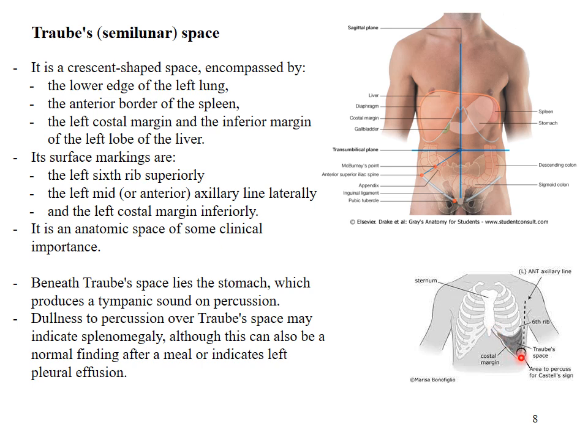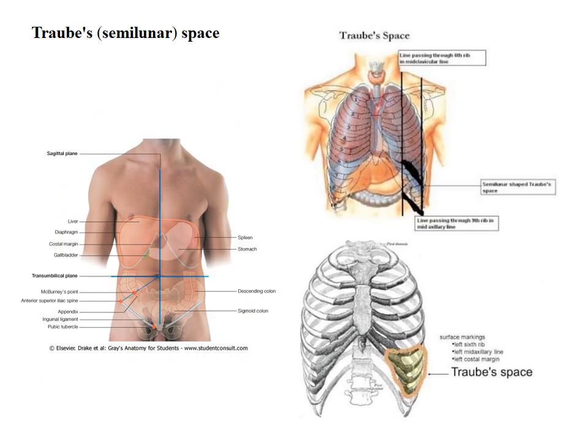the left costal margin. This is the Traube space, and percussion produces a tympanic sound over the Traube space, because beneath this space lies the stomach. Also, here we can see the Traube space, and here is the Traube space.